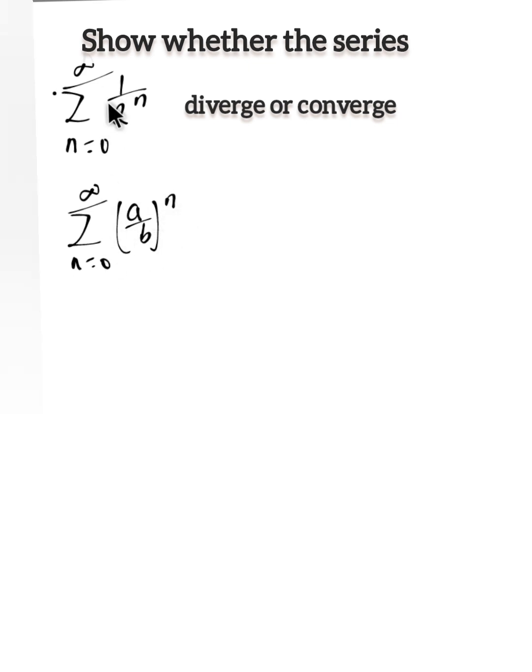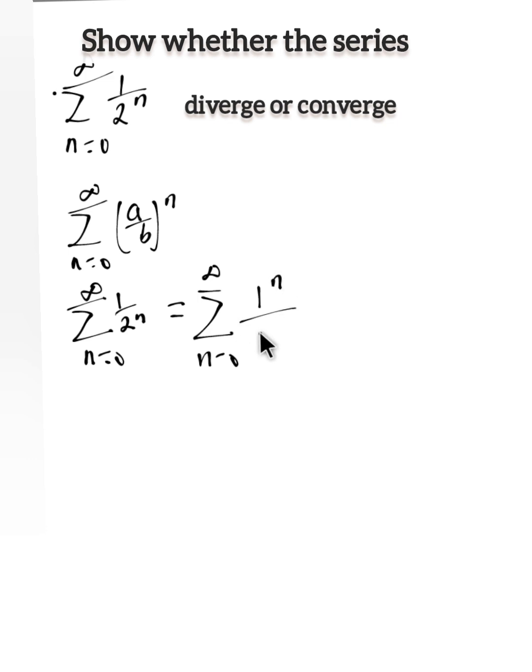Now, are these two series the same form? Consider the series given in the question: the summation from n equals 0 to infinity of 1 over 2^n. This is equal to the summation from n equals 0 to infinity of 1^n over 2^n. Of course, 1 raised to the power n is equal to 1, so they are the same thing. Now this is equal to the summation from n equals 0 to infinity of (1 over 2) all raised to the power n.